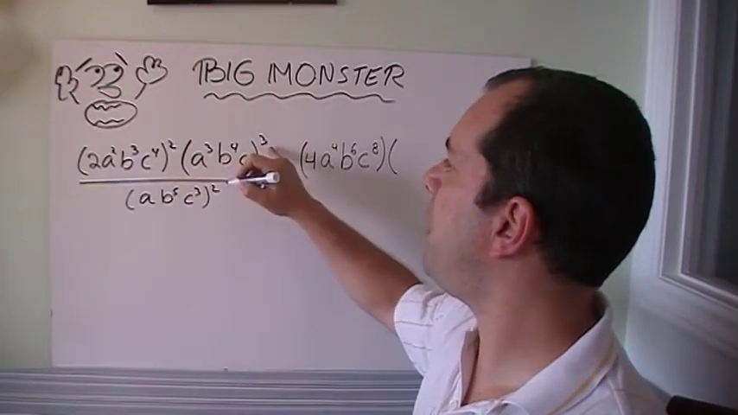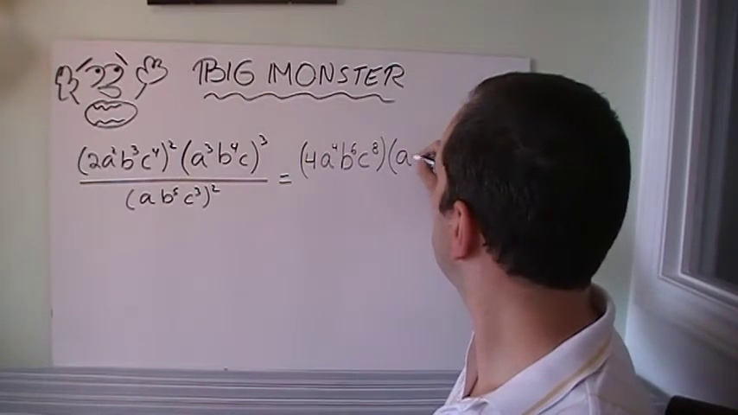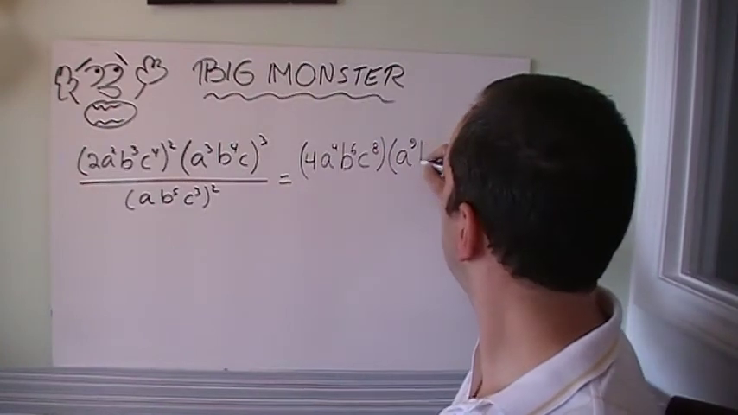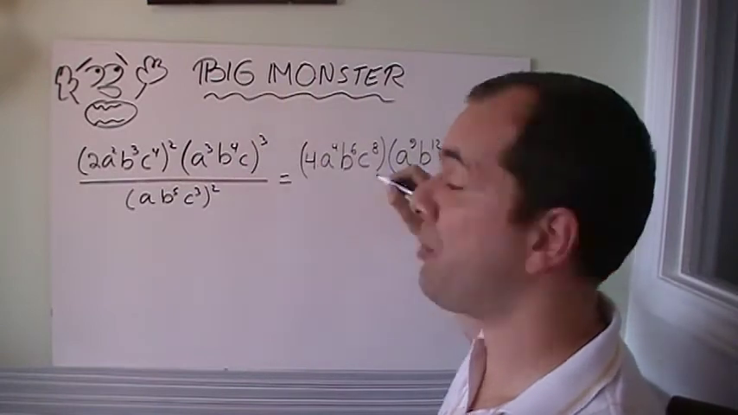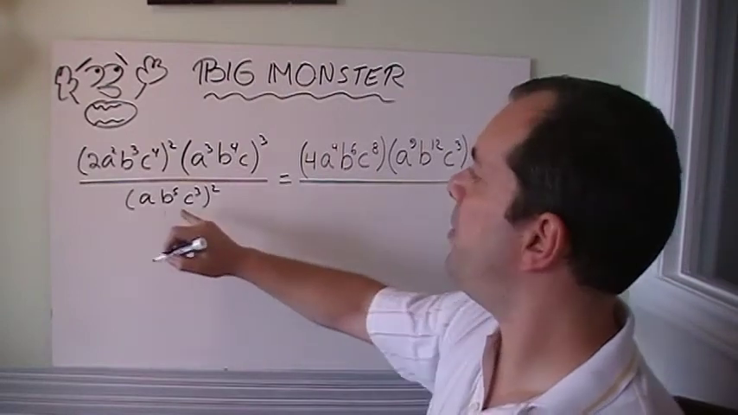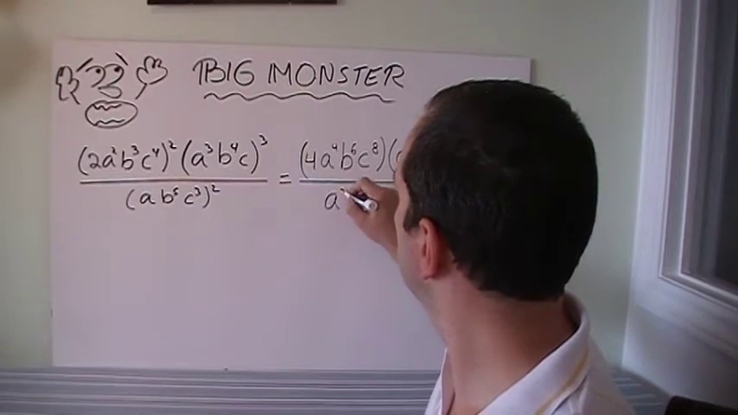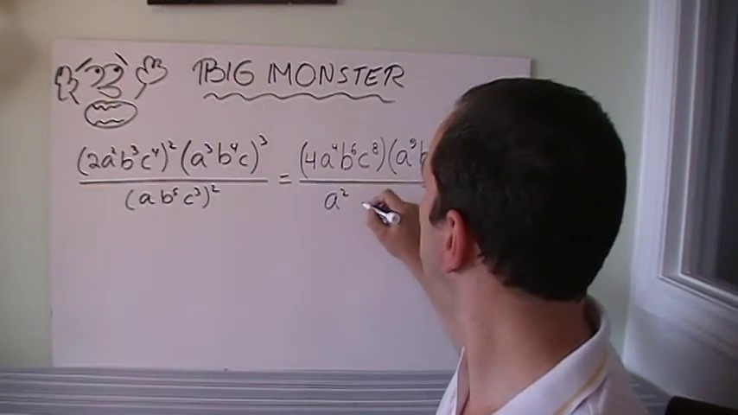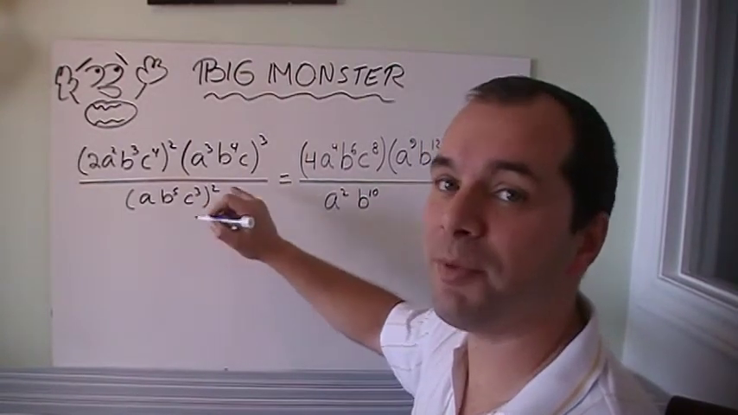The other bracket, A to the power of 3 to the power of 3, 3 times 3 is 9. B to the power of 4 to the power of 3, 4 times 3 is 12. C to the power of 1 to the power of 3, 1 times 3 is 3. Divided by A to the power of 1 to the power of 2, 1 times 2 is 2. B to the power of 5 to the power of 2, 5 times 2 is 10. C to the power of 3 to the power of 2, 3 times 2 is 6.